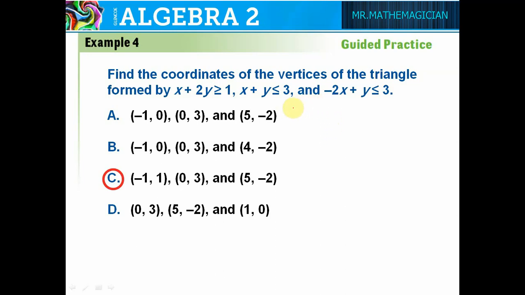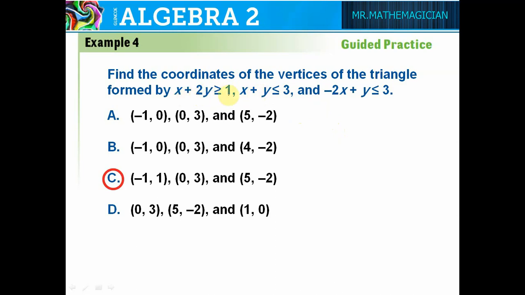If it's a multiple choice question and you want to solve quickly without graphing, you can, if you have a graphing calculator or if you have the scientific calculator. Just take two lines at a time. Imagine there is equal sign here, and take two lines at a time.